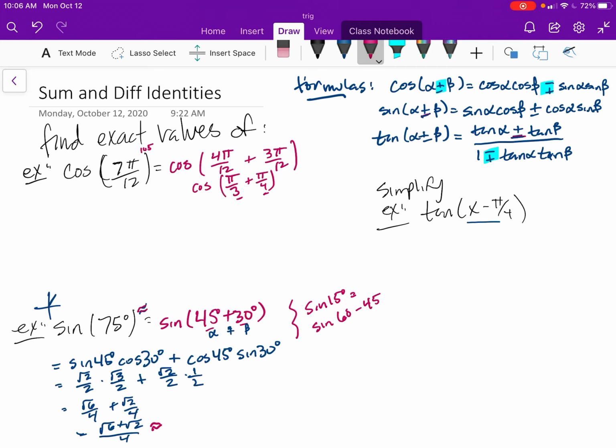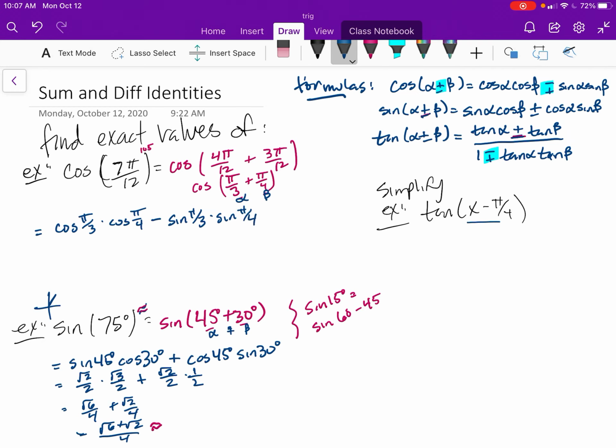All right, we have two values that are special angles on the unit circle. We can proceed. We have cosine. This is alpha, this is beta. And remember, with the plus for cosine, we actually have to use the minus on the right-hand side. So we get cosine alpha, cosine pi over 3, times cosine beta, pi over 4, minus sine alpha, sine pi over 3, times sine pi over 4.